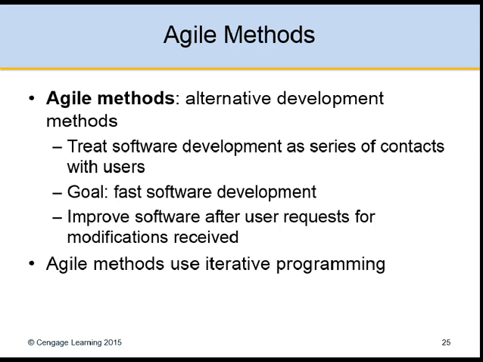The manifesto for agile software development expresses these priorities: individuals and interactions over processes, working software over comprehensive documentation, and customer collaboration over contract negotiation. And finally, responding to change after requests are made instead of following a plan in a rigid manner.